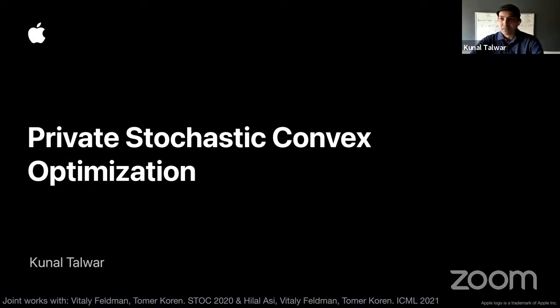At Apple we work on a bunch of things, including private federated learning, the theory of differential privacy, as well as machine learning foundations. Today I want to tell you about some of the work we've been doing on this problem that's known as stochastic convex optimization. This talk is primarily based on two works with some excellent collaborators, Vitaly Feldman, Tomer Koren, and Hilal Asi. Vitaly is at Apple with me, Tomer is at Tel Aviv, and Hilal is at Stanford, and has been an intern with us more than once at Apple.